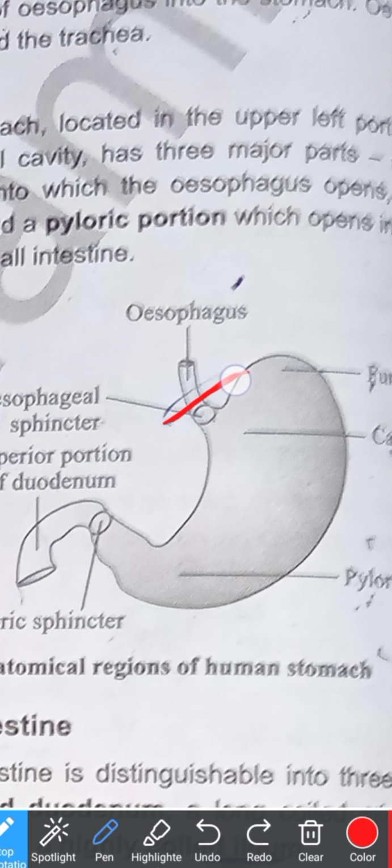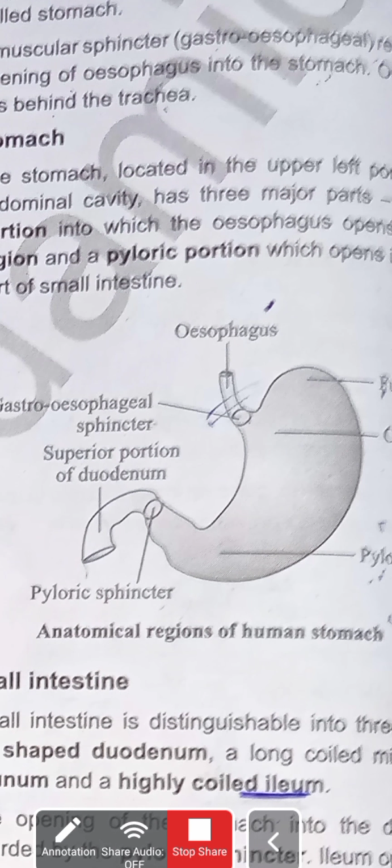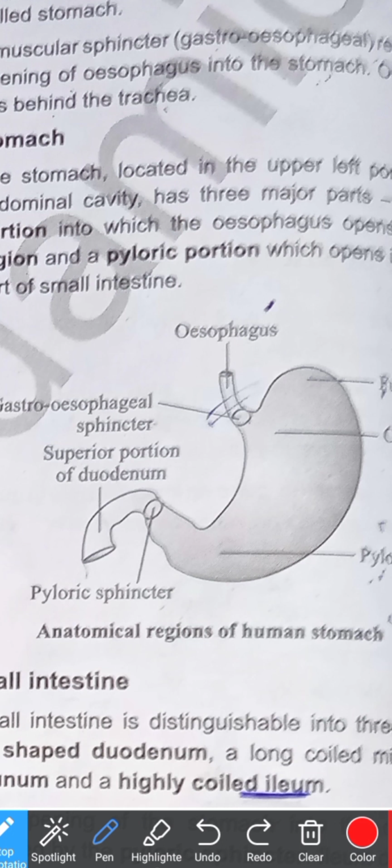So the first valve is present between the esophagus and the stomach. This is the esophagus, and this is the gastrum. Gastrum is also called the stomach. So that sphincter is called the gastroesophageal sphincter. The name itself suggests it is present between the stomach and the esophagus.